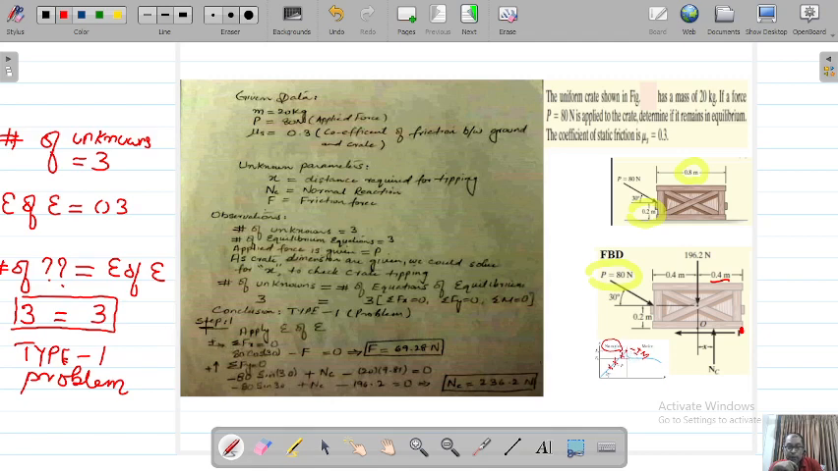And one more thing which is very important for this force is to always remember that it will have two components. One component will be this one. How much will it be? 80 cos 30. And then there will be another component, which is here. It will be 80 sin 30.